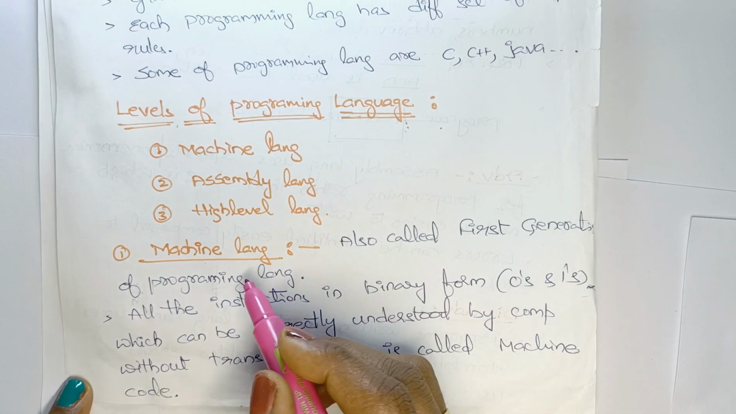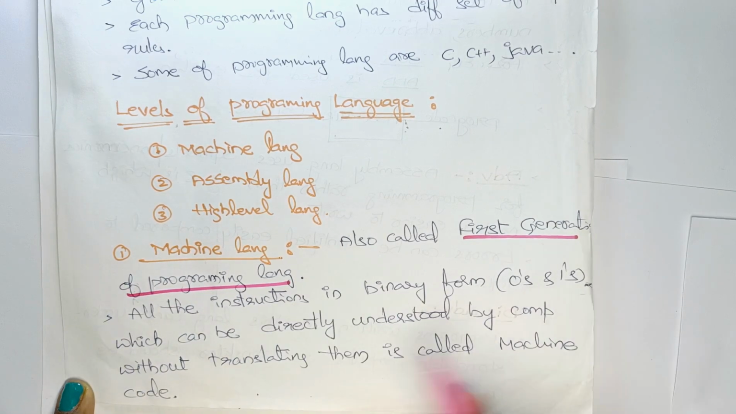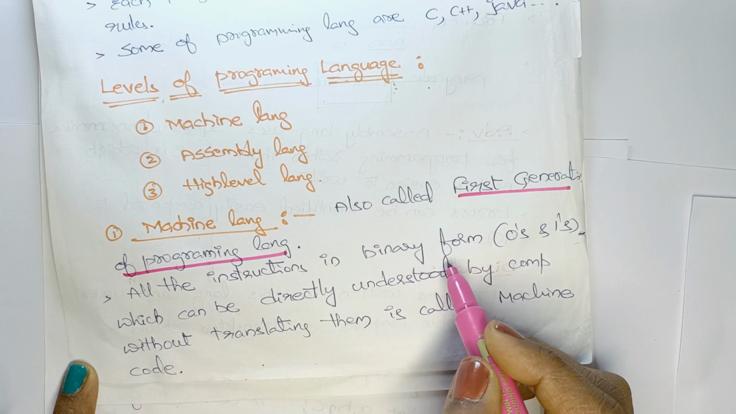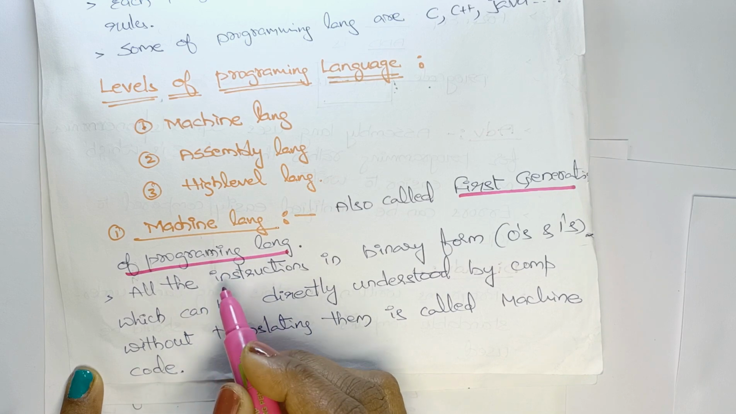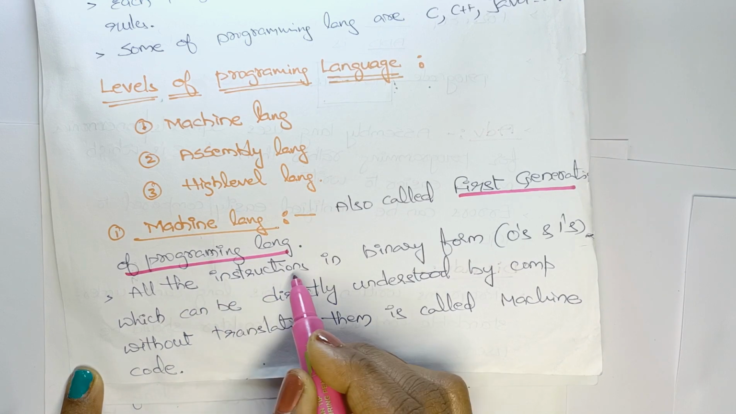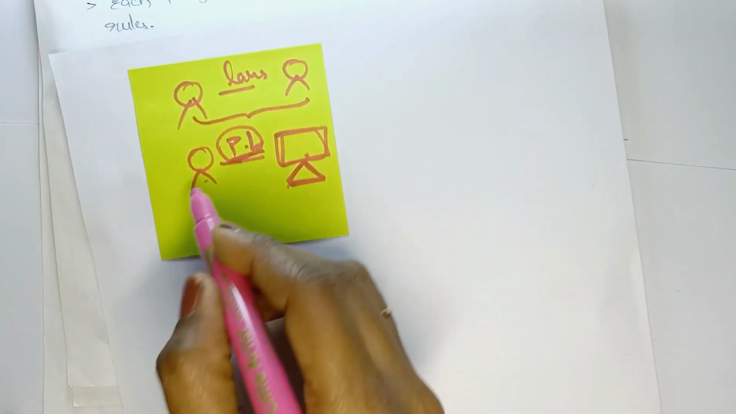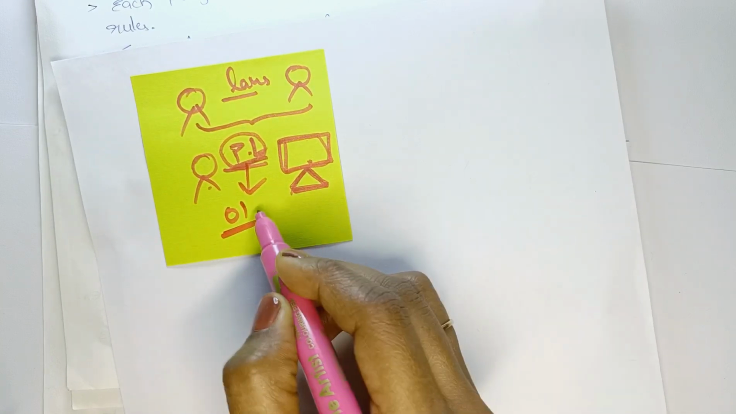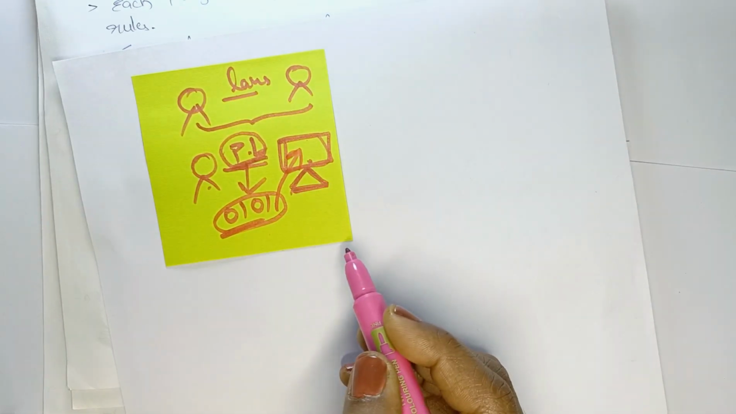First we will see machine language. It is also called the first generation of programming language. Here all the instructions are in the form of binary. In machine language, all the instructions will be in the form of zeros and ones, which can be directly understood by the computer without translating them. This is called machine code. So the user writes the program using binary, machine code, zeros and ones, which can easily be understood by the computer.